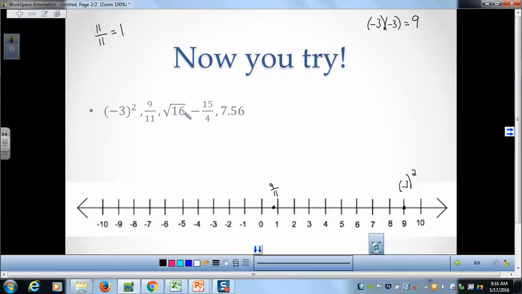Now the square root of 16 is just 4. 4 times 4 is 16. So once again, that's exactly 4, so we're going to put our dot right there, just like so.